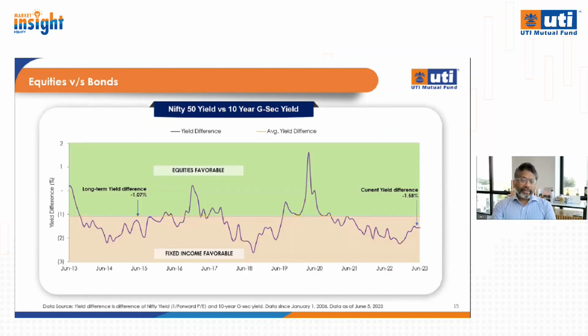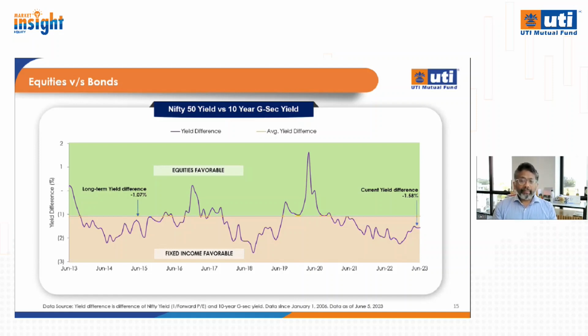So moving on to the next slide, this is again something that you're familiar with. This is a comparison of the Nifty 50 yield to the 10-year GSEC. The way we do this is you take the Nifty 50 PE multiple, and the Nifty 50 yield is nothing but 100 divided by the PE multiple of the Nifty. It's what we call the earnings yield. And then you have the 10-year GSEC yield. You subtract these two numbers. Typically, this number tends to be negative. The long-term difference is minus 1%. Currently, it's about minus 1.58%.